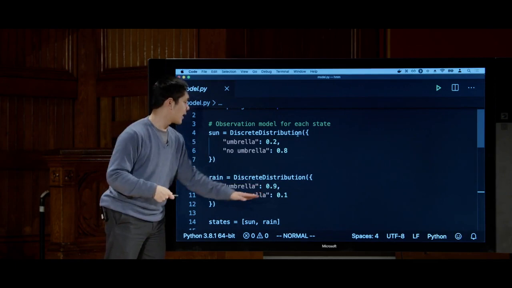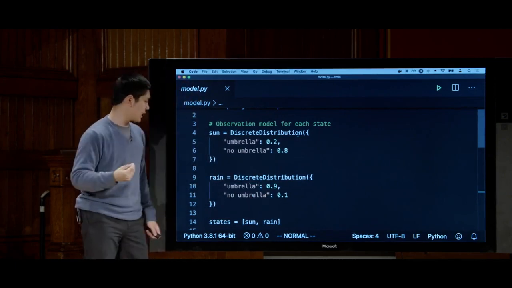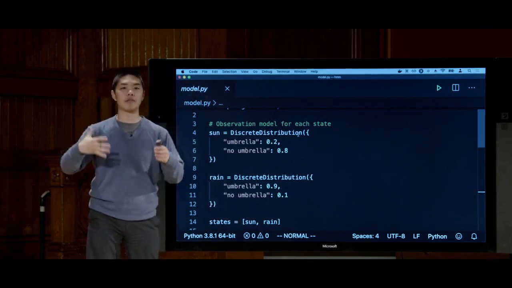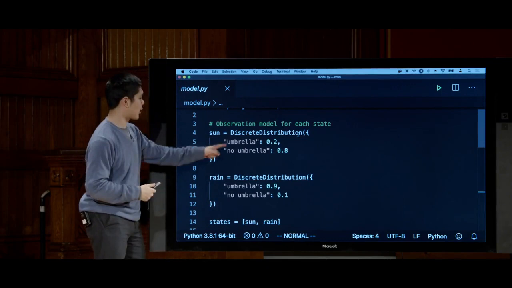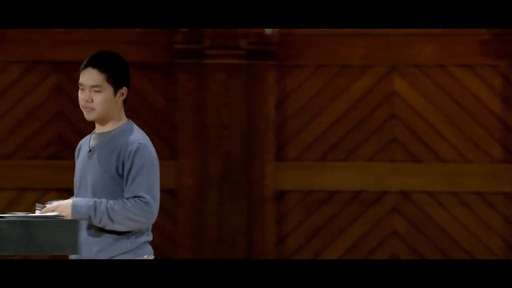Umbrella has probability 0.9. No umbrella has probability 0.1. So the actual underlying hidden states, those states are sun and rain. But the things that I observe, the observations that I can see, are either umbrella or no umbrella, as a result.